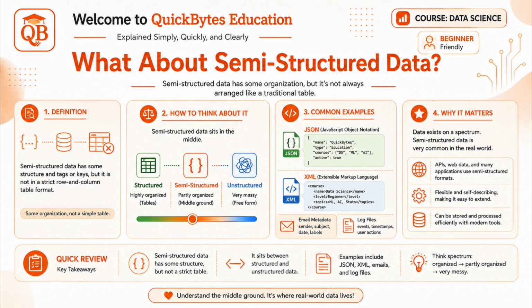You may also hear the term semi-structured data. Semi-structured data is in the middle. It has some organization, but it is not always arranged like a traditional table. Examples include JSON files and XML files. JSON stands for JavaScript Object Notation. XML stands for Extensible Markup Language. You do not need to master those right now, but it helps to know that data can exist on a spectrum. Some data is highly organized, some data is partly organized, and some data is very messy.